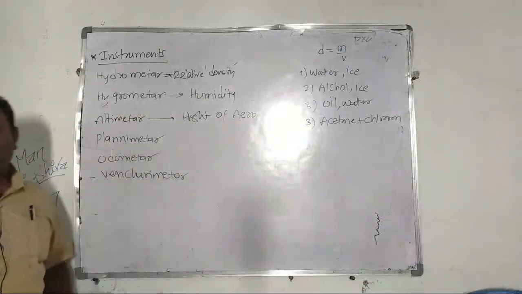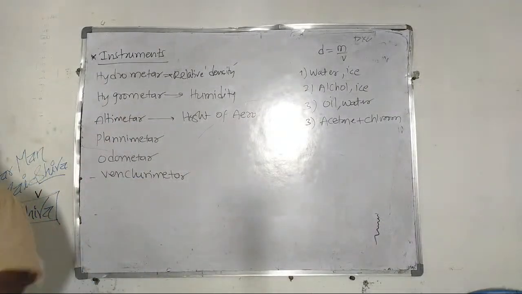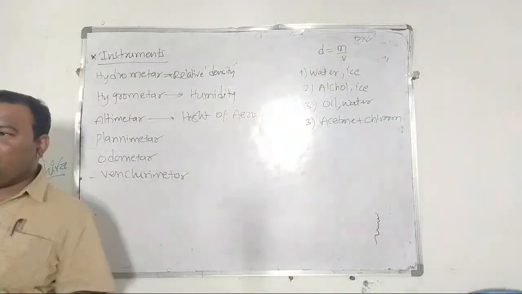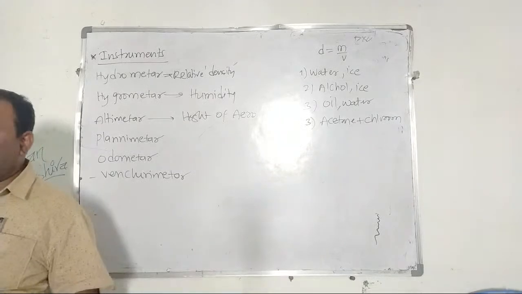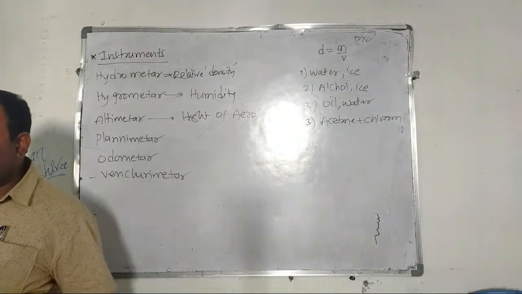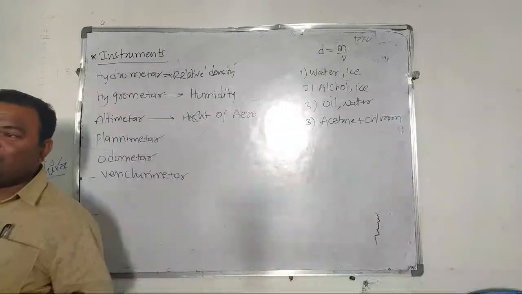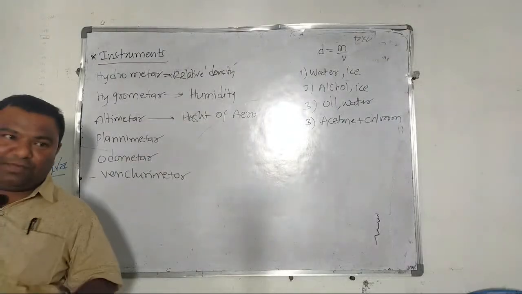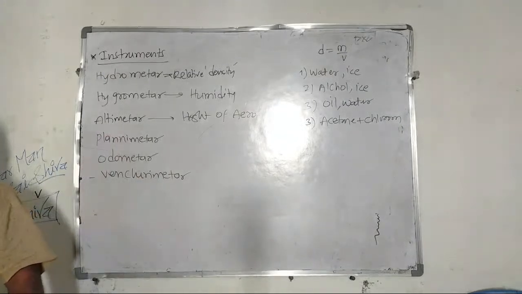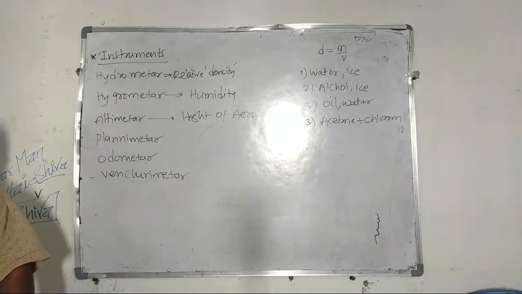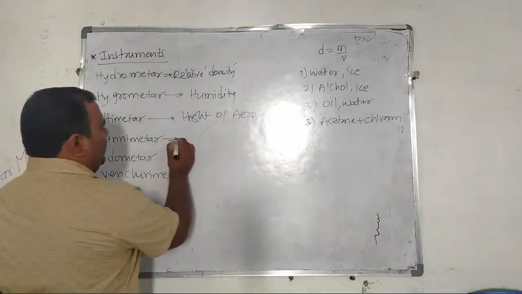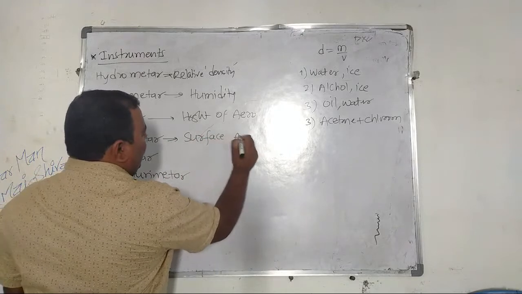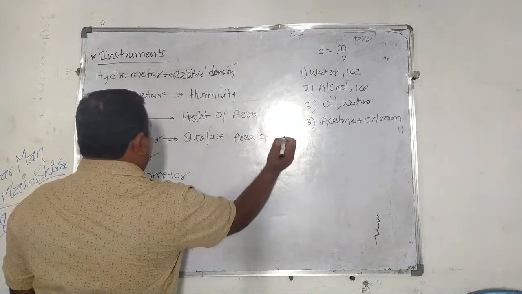And planimeter. Plane means this is a plane area. How much a surface plane is measured by a scale or any parameter. But how much surface area is present on the water? That should be measured by planimeter. So planimeter is for the surface area of water.